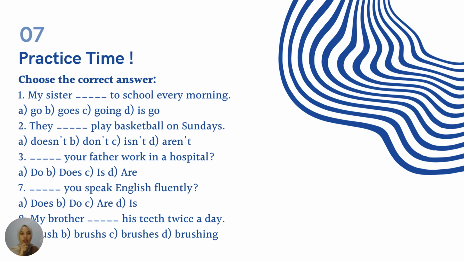And then for the second one, they blank play basketball on Sunday. A, doesn't. B, don't. C, isn't. D, aren't. So the subject is they. So for subject they, no s or es. So you would choose don't, the B one. So they don't play basketball on Sundays.